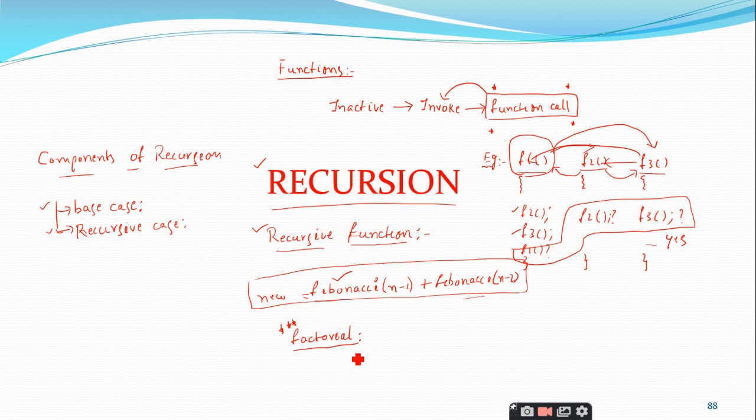Any recursive program or recursive function you take should have these two different cases. One is the base case and the second one is the recursive case. What is this base case and what is this recursive case? Let us start with the recursive case. The recursive case is a group of statements which repeats itself for n number of times.